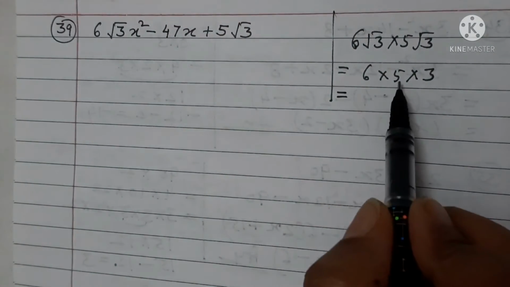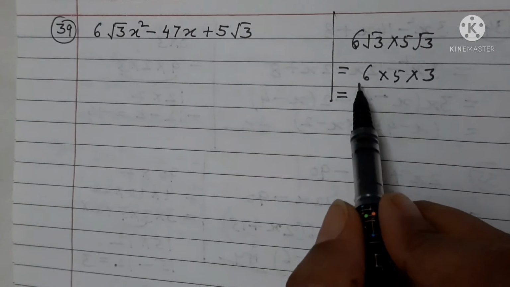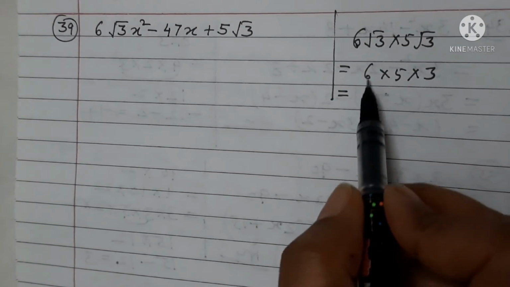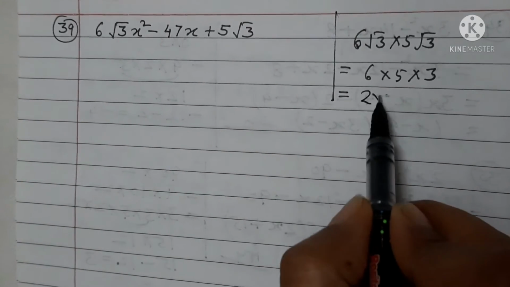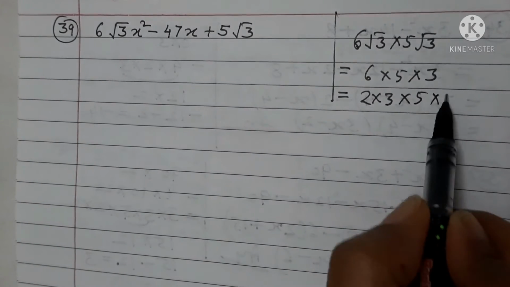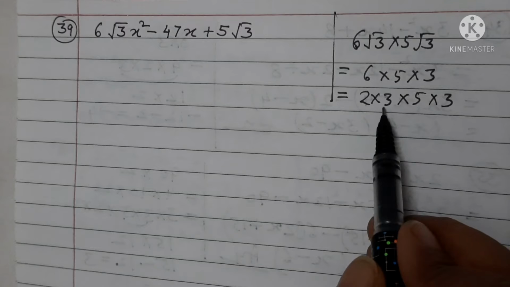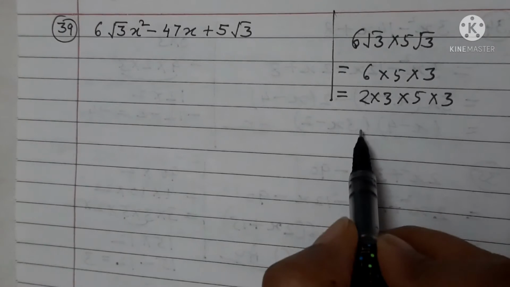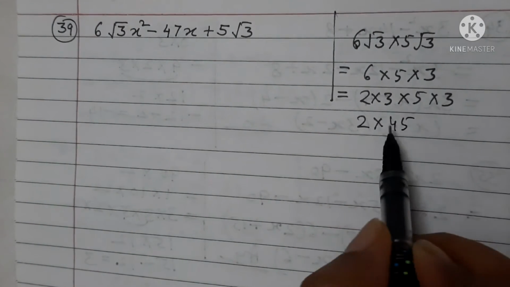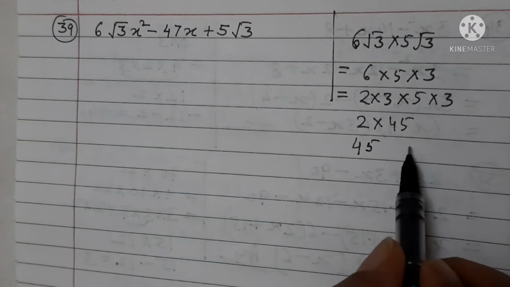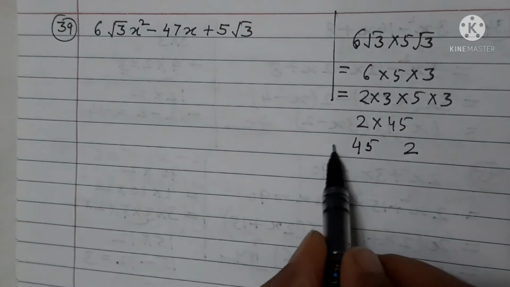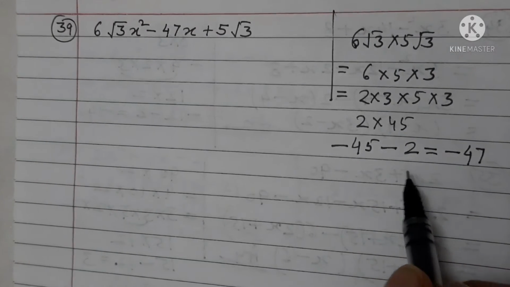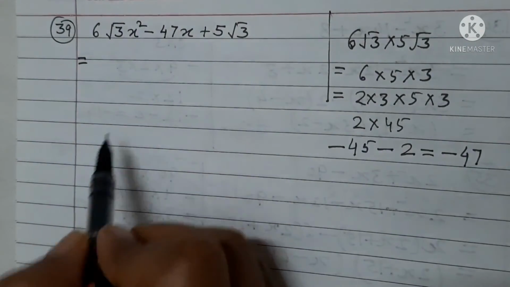So break 6, 5 3s are 15, and 6 you can't take the sum using these factors. So break 6 into two parts, 2 into 3 into 5 into 3. So 5 3s are 15, 15 3s are 45, 45 and 2. So you can write 45 and 2, or minus 45 and minus 2, and here the minus sign means both terms will be negative. You will get minus 47. So use here and solve.